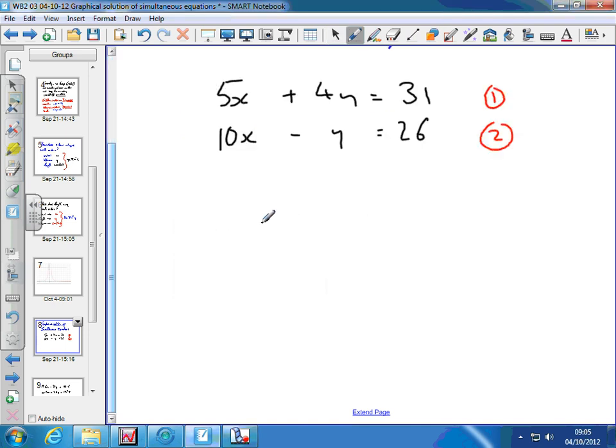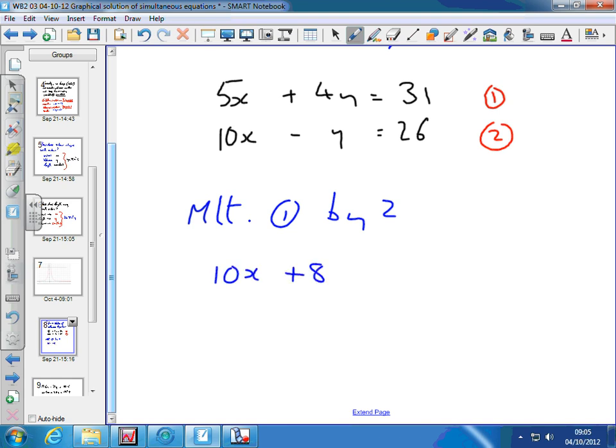So I'm going to multiply equation 1 by 2, probably the easiest way to do it. That will give me 10x plus 8y equals 62. Then what am I going to do?